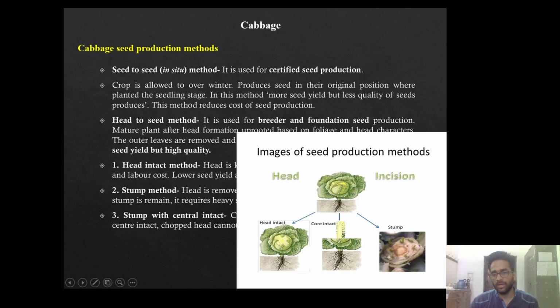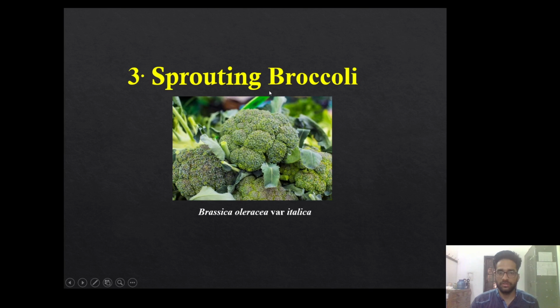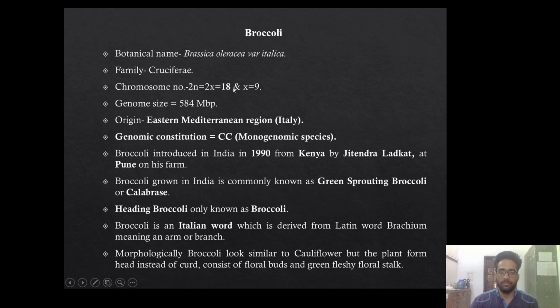Now the third cole crop which we are going to discuss is sprouting broccoli. The botanical name is Brassica oleracea variety italica. Cruciferae is the family, chromosome number is 18. The origin is the Eastern Mediterranean region, which is Italy. Genomic constitution is CC.